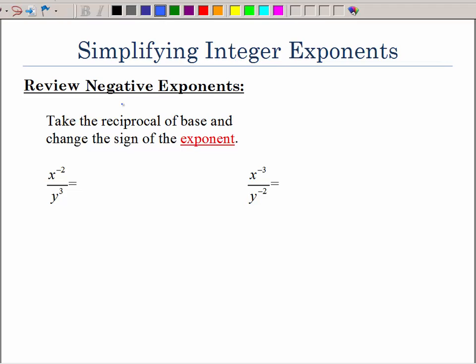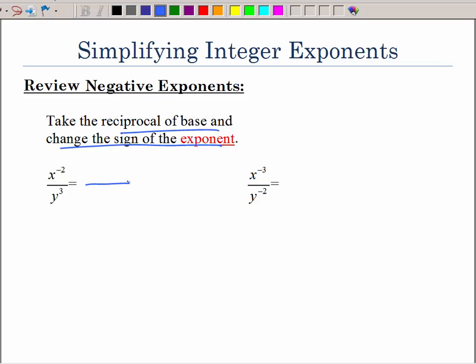In the last video, we evaluated integer exponents and our answers were numerical. In this video, we will be looking at simplifying integer exponents, which means we will be dealing with variables. So let's take a minute and review negative exponents. How do you change them to positive? Remember, you take the reciprocal of the base and you change the sign of the exponent.